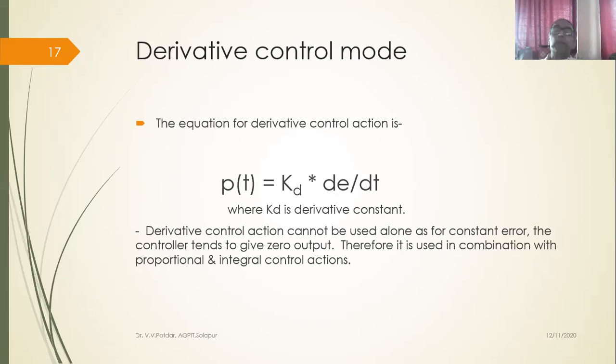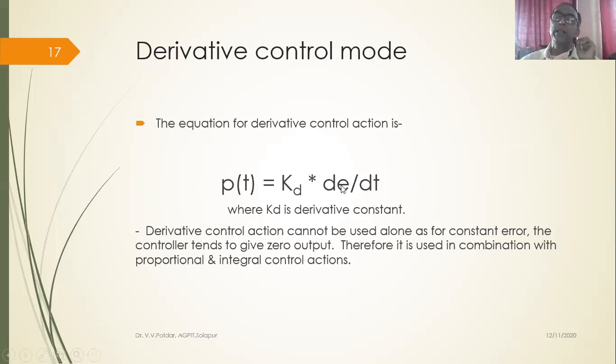But there is a big problem with derivative control mode. If the error is constant or if the error is zero, let us say 2 units is the error, if the error is constant, the differentiation of a constant is zero, isn't it? If the differential value of error is constantly changing, it will be generating some output.